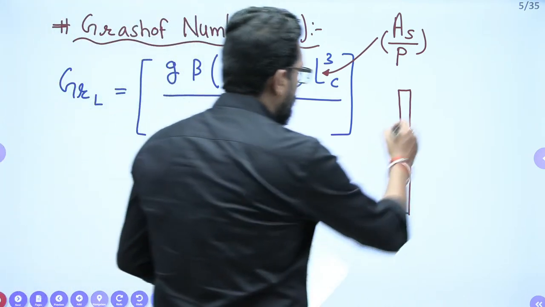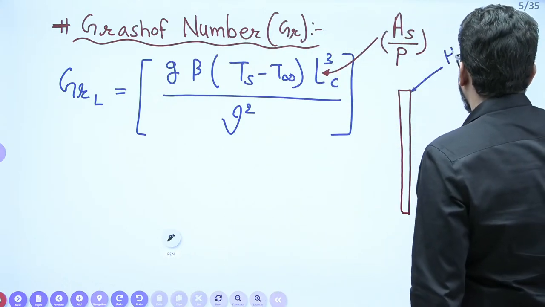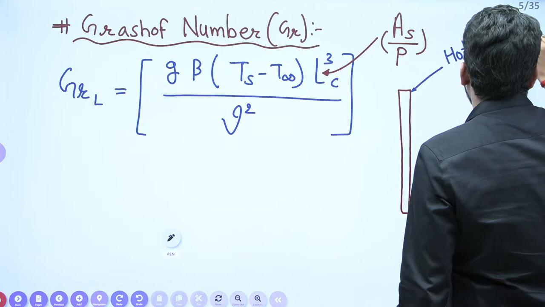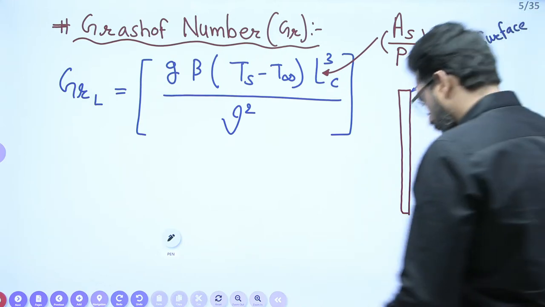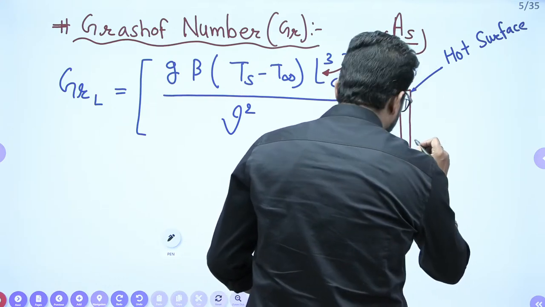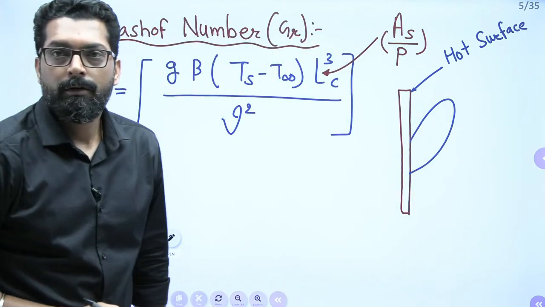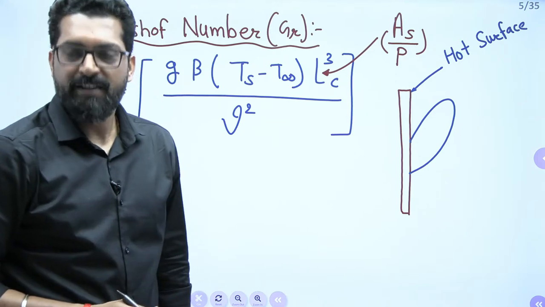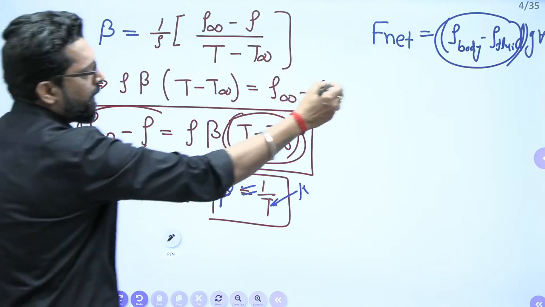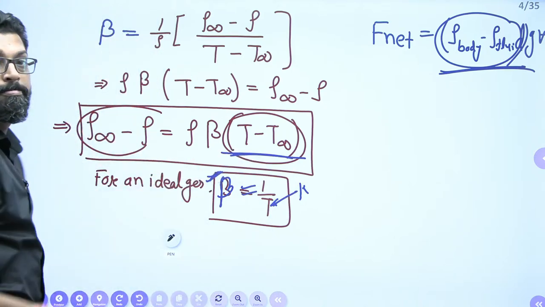See, this is your plate, that means this is your hot surface. Now, if this is your fluid, temperature difference leads to density difference. That's why we are proving this, and that's why we are dealing with it. This density difference leads to the temperature difference. Okay?